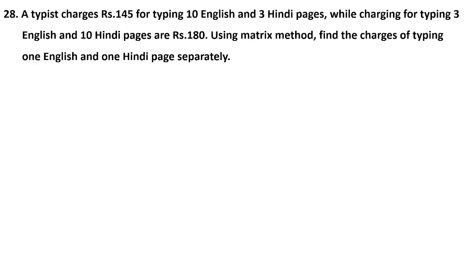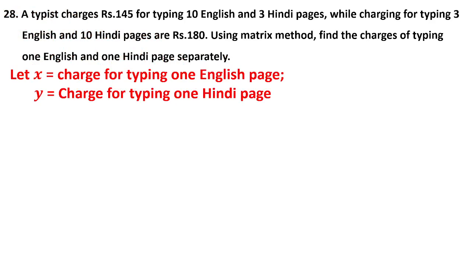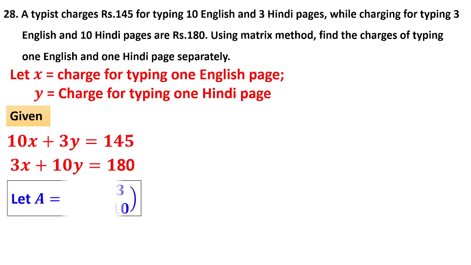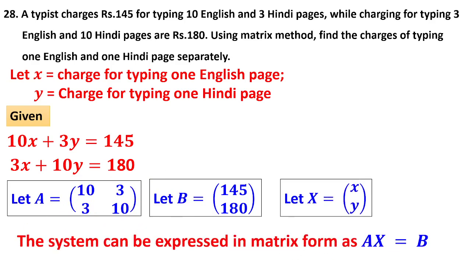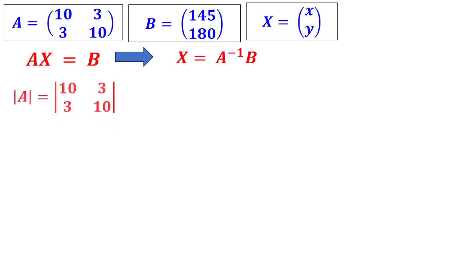A typist charges 145 for typing 10 English and 3 Hindi pages, while charging 180 for typing 3 English and 10 Hindi pages. Find the charges for typing one page of each using the matrix method. Let us take x as the charge for typing 1 English page and y as the charge for typing 1 Hindi page. You have been given 10x plus 3y is equal to 145, and the second equation 3x plus 10y is equal to 180. Let us take A as the coefficient matrix, B as the right hand side matrix, and X as the variable matrix. Then the system can be represented as AX is equal to B, and you know that X is equal to A inverse B.